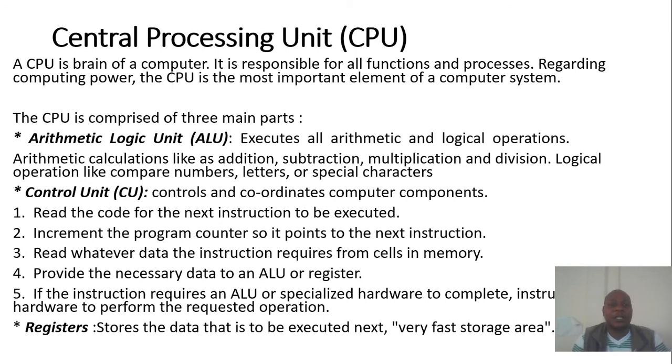Central processing unit. The central processing unit is the brain of the computer. It is responsible for all functions and processes. Now, the central processing unit, abbreviated as CPU, is made up of three major components: the arithmetic and logic unit, ALU, the control unit, CU, and the registers.